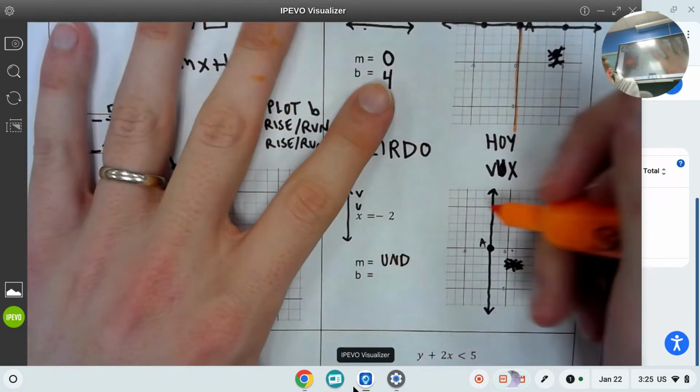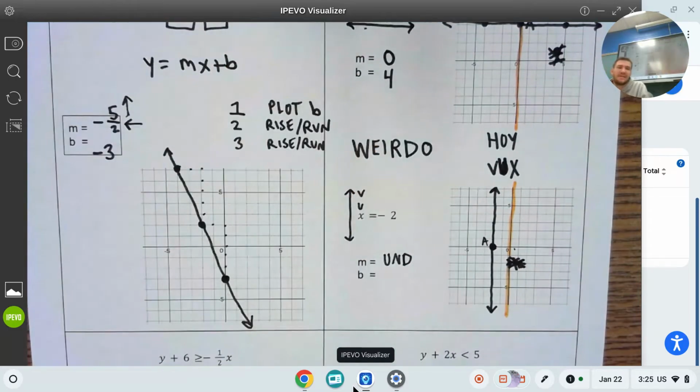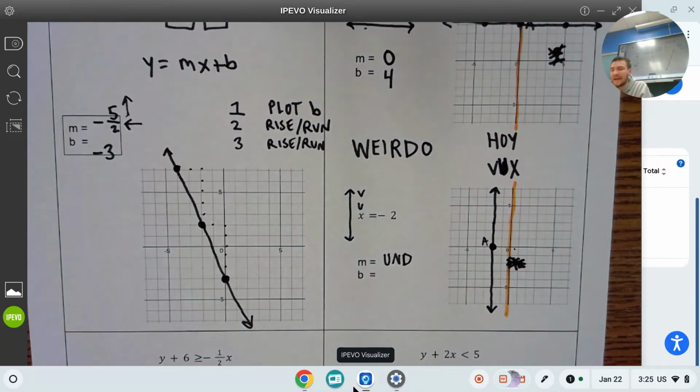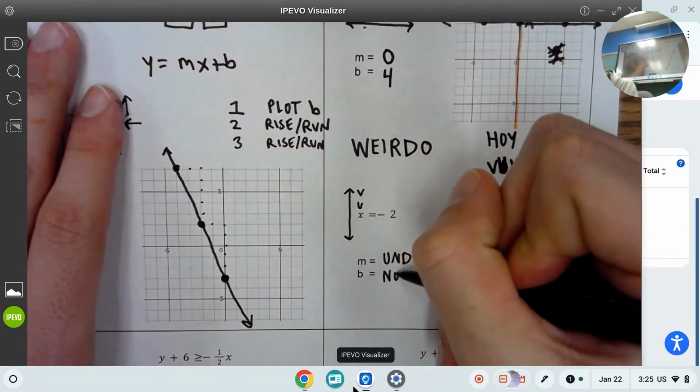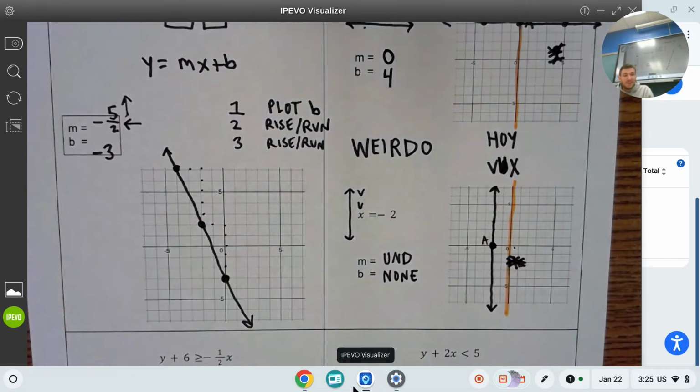So where does this graph have a y-intercept? Where does it touch the y-axis? It does not, right? They never ever cross. We're going with none for the b value. You can't put 0 because it does not cross at 0. You just have to stick with none.